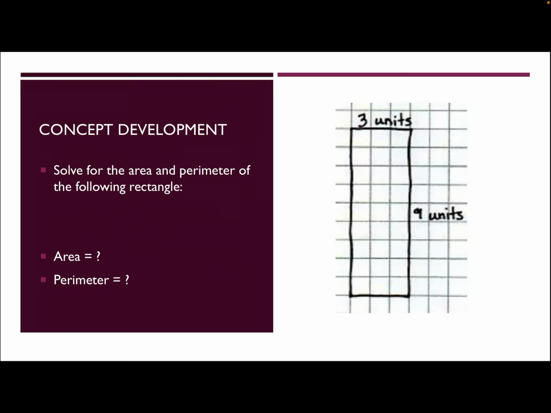All right, let's go ahead and do our first example together. We are going to solve for area and perimeter. The 3 units across is our width. The 9 units long is our length. If we recall our formulas, we know that area is length times width. So our length is 9 times our width is 3, and that's going to give us 27 square units.